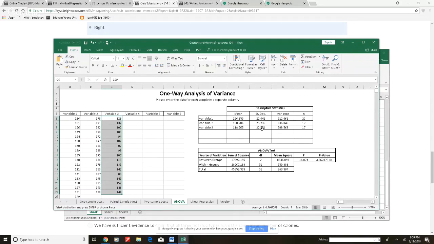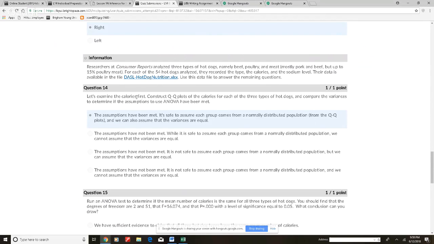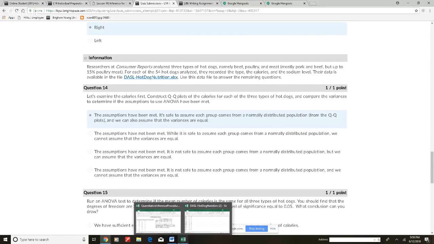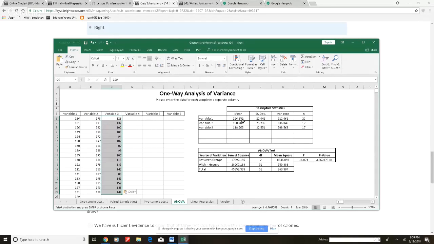So that's the calories. Did you construct QQ plots for all that? No, I haven't. No, I didn't do that. There's an easier way to do it. I just went there and I did that, and then I looked at the means. And one was way off. I wasn't certain about that.